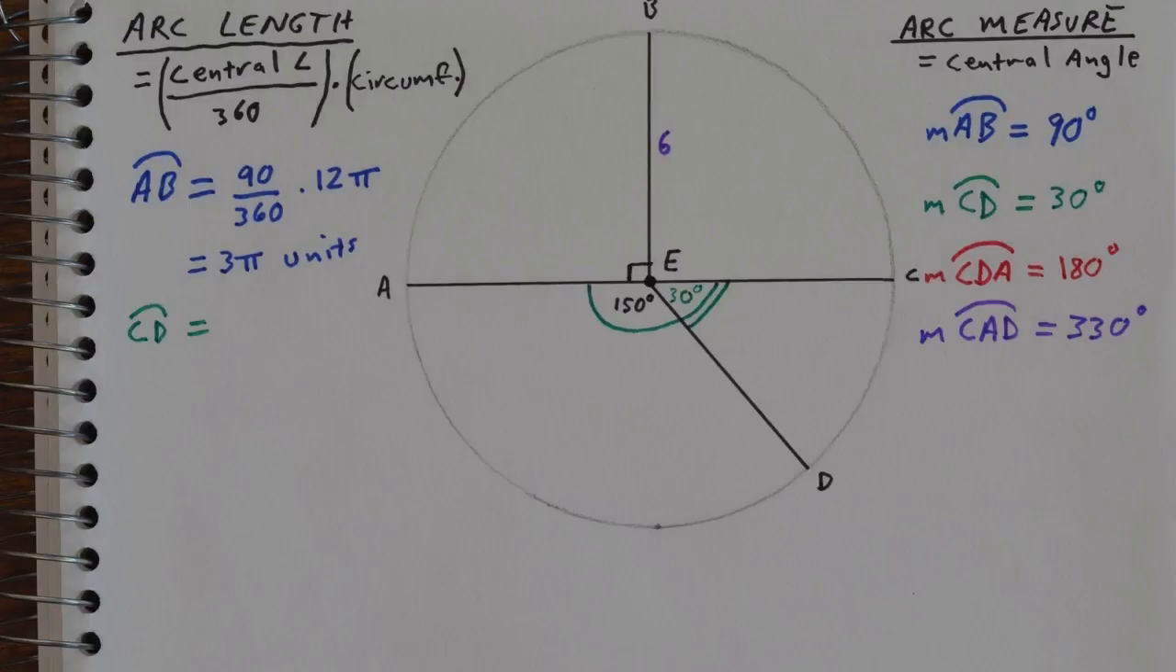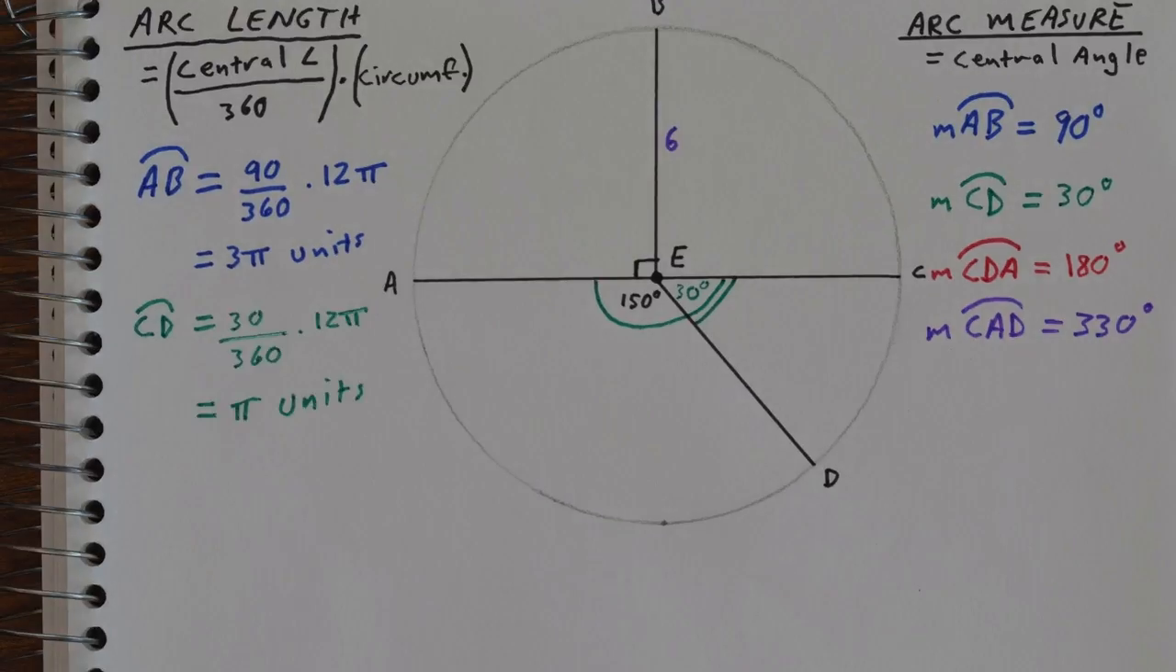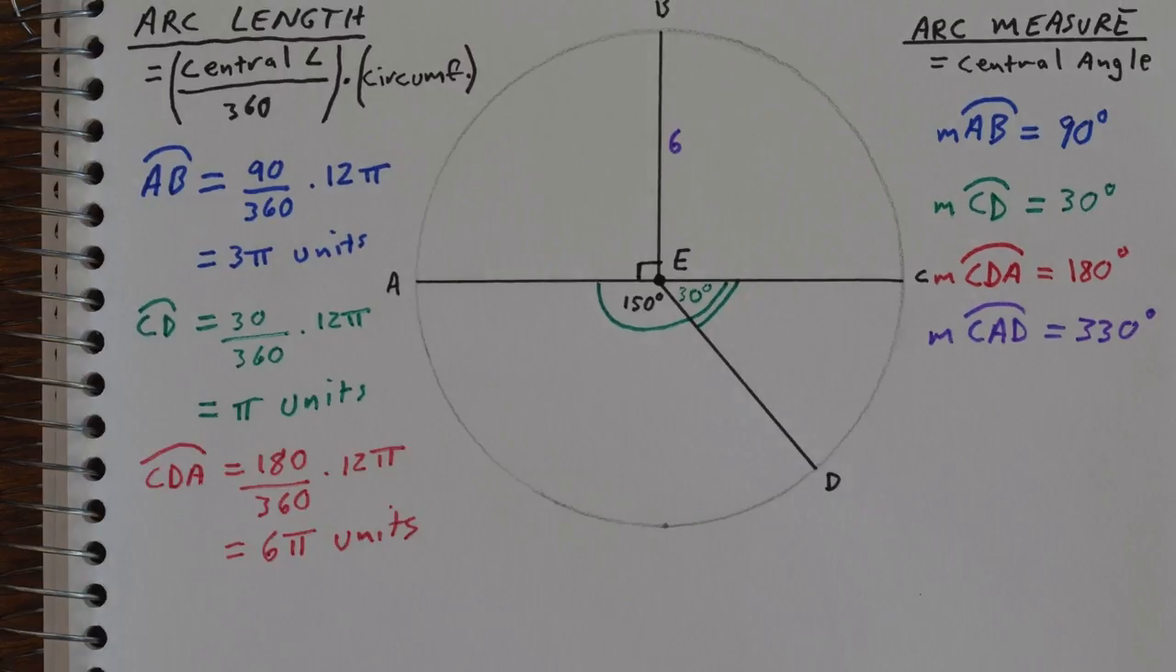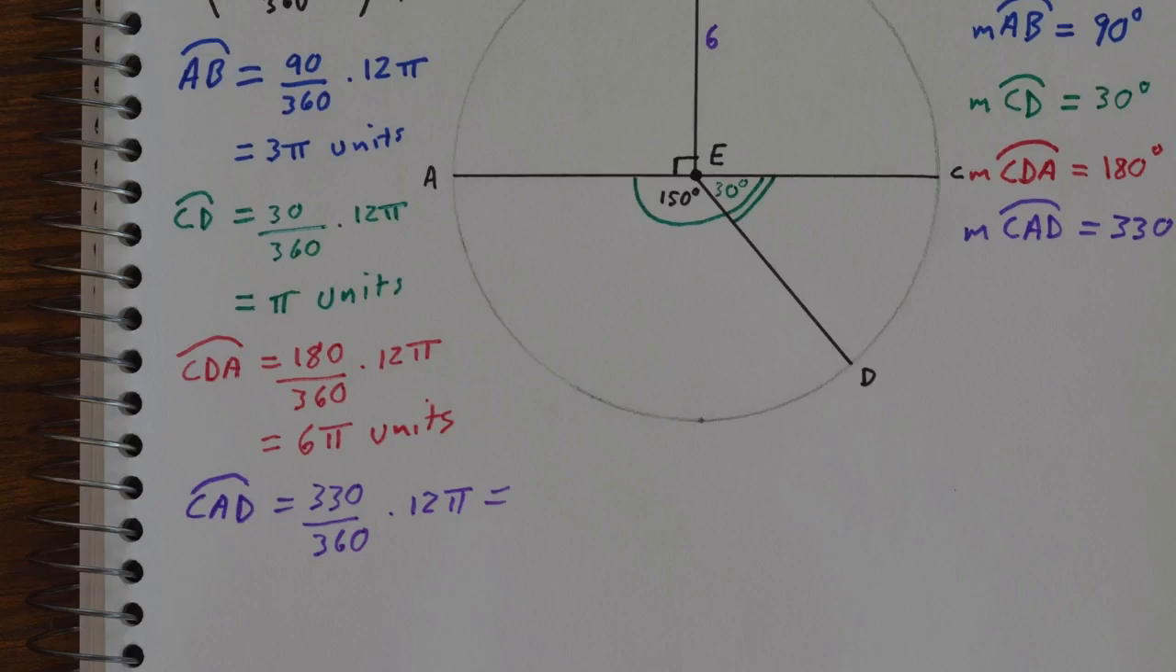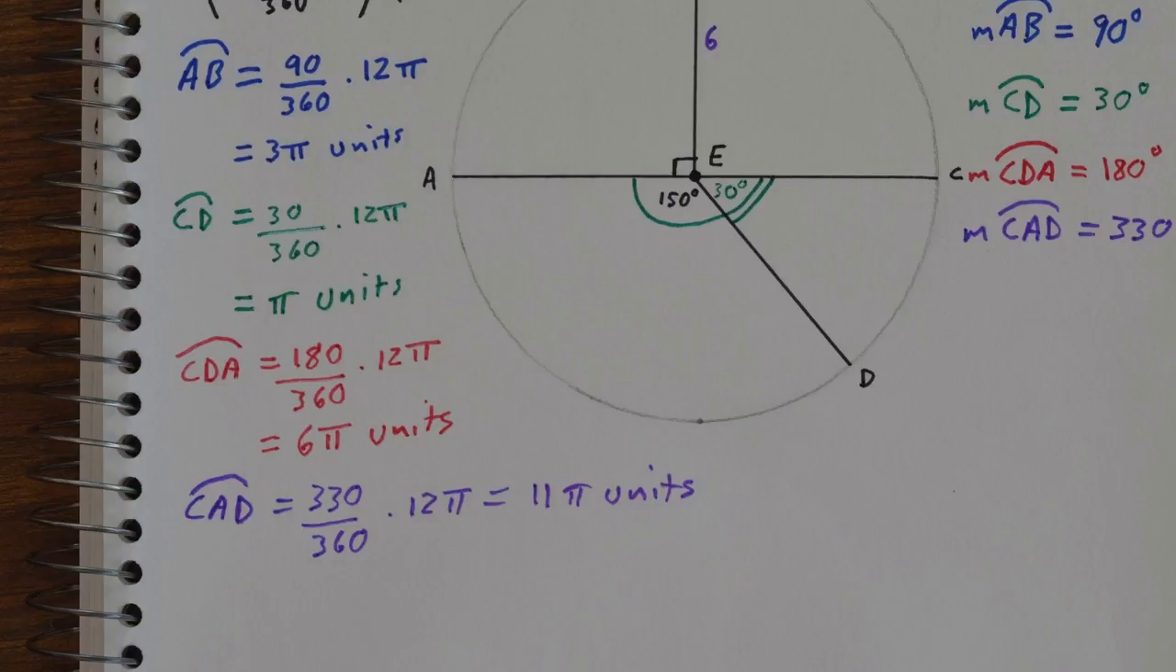Likewise, if I ask for the arc length of CD, I'll take its central angle divided by 360 times 12 pi, and that simplifies just down to pi units. Likewise, arc length CDA is 6 pi units, and arc length CAD is central angle over 360 times circumference, so we have 11 pi.